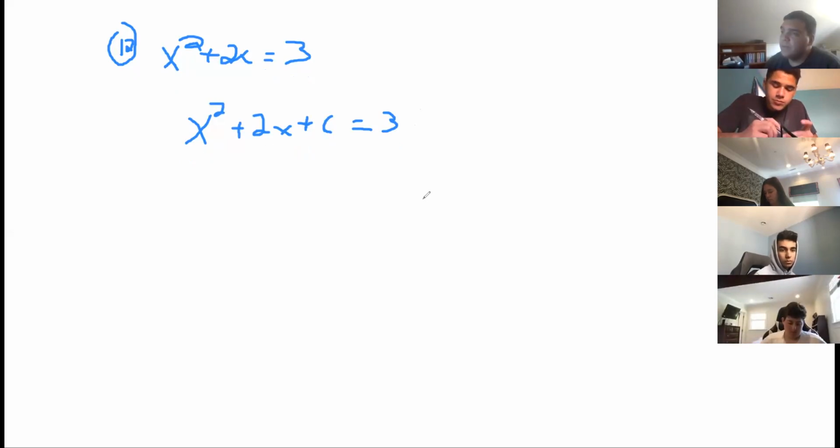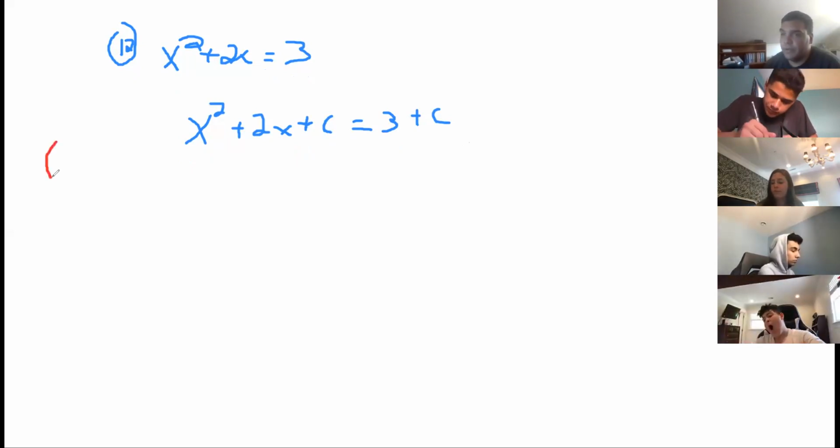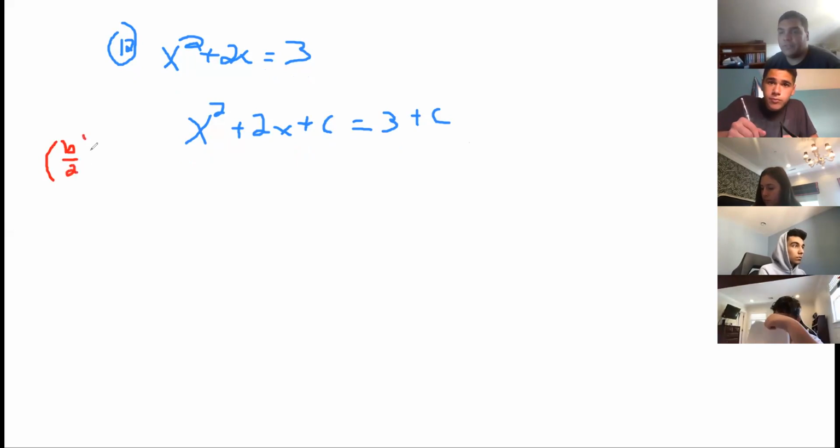So we have this. So we add c on both sides. Now the next thing we're going to have to do is put a value for c. And the formula we're going to use for c is always the same. It's a very important number. Not a very important number, but it's pretty important. b over 2, all of that squared, is going to replace my c.